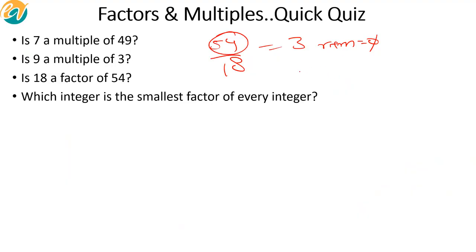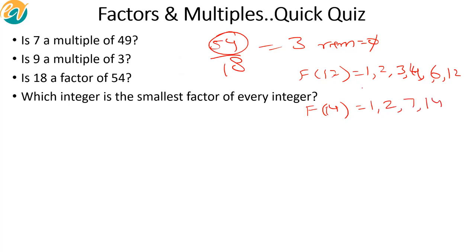Again, let's take 12 into consideration. What are the factors of 12? 1, 2, 3, 4, 6, and 12. Similarly, what are the factors of, for example, 14? That would be 1, 2, 7, and 14, right? So 1 inevitably would always be a factor of every integer and is also the smallest factor that any integer can have.